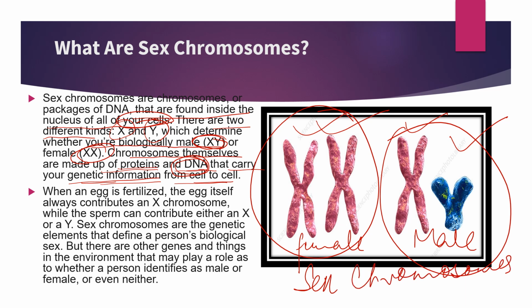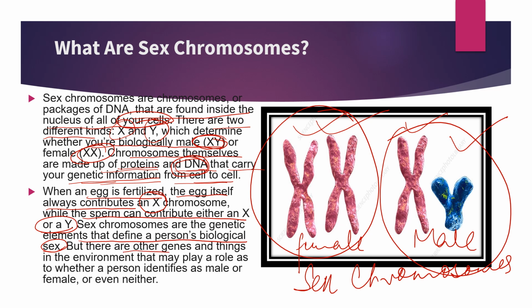Now, when an egg is fertilized, the egg itself always contributes an X chromosome, because the female has only X and X. While the sperm can contribute either an X chromosome or a Y chromosome. So the sex chromosomes are genetic elements that define a person's biological sex. Either the X chromosome or the Y chromosome will come from the father during fertilization.